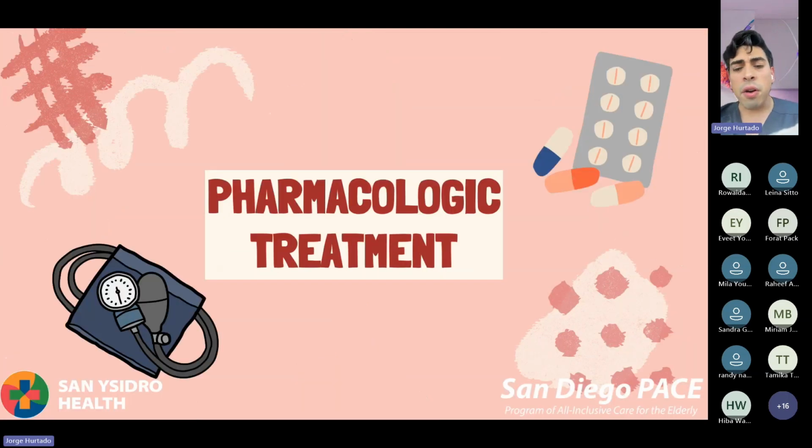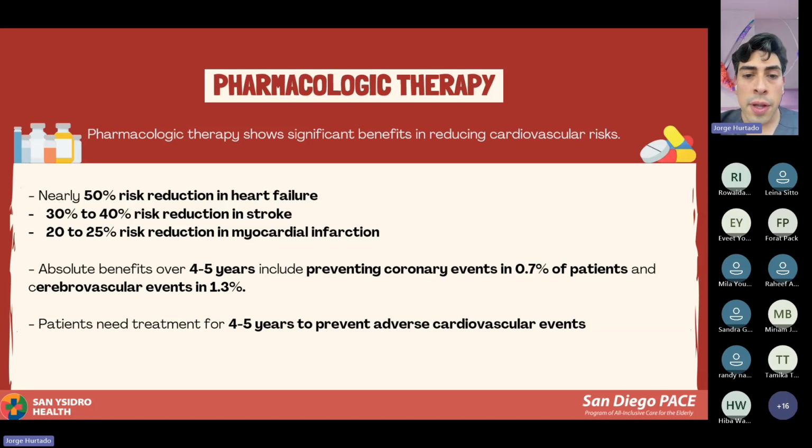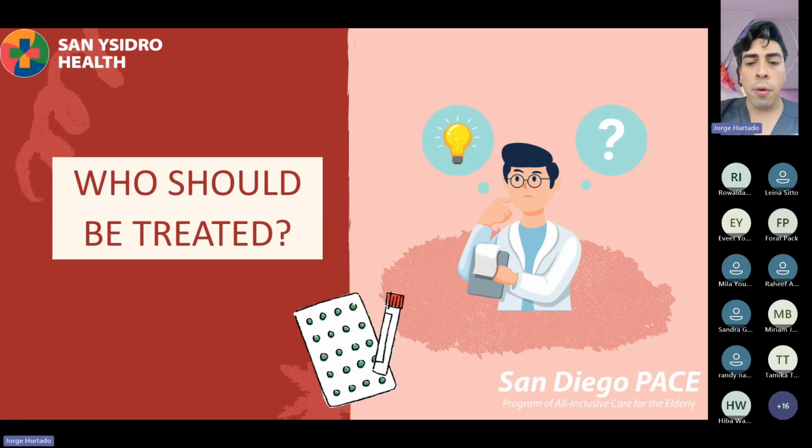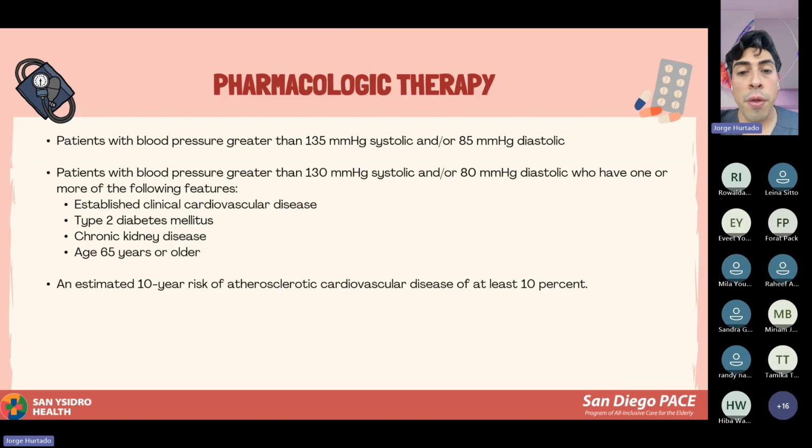Now, let's say our elderly patients, they're not really independent when it comes to, or they don't have the abilities to modify their diets. They might not be able to exercise or modify these things. Those do require pharmacologic treatment. So this, we're not going to talk about a lot of confusing numbers. So who should be treated with medicine? Patients with blood pressures higher than 135 systolic and or 85 diastolic.